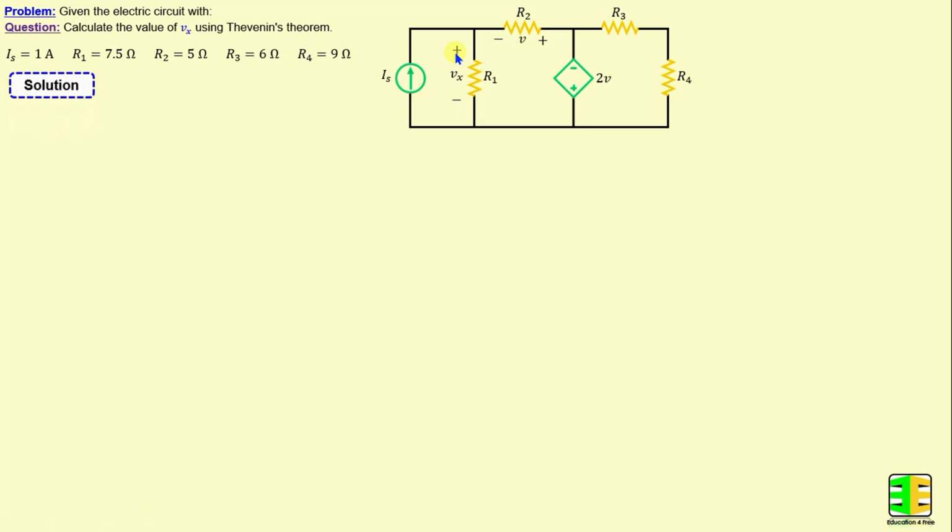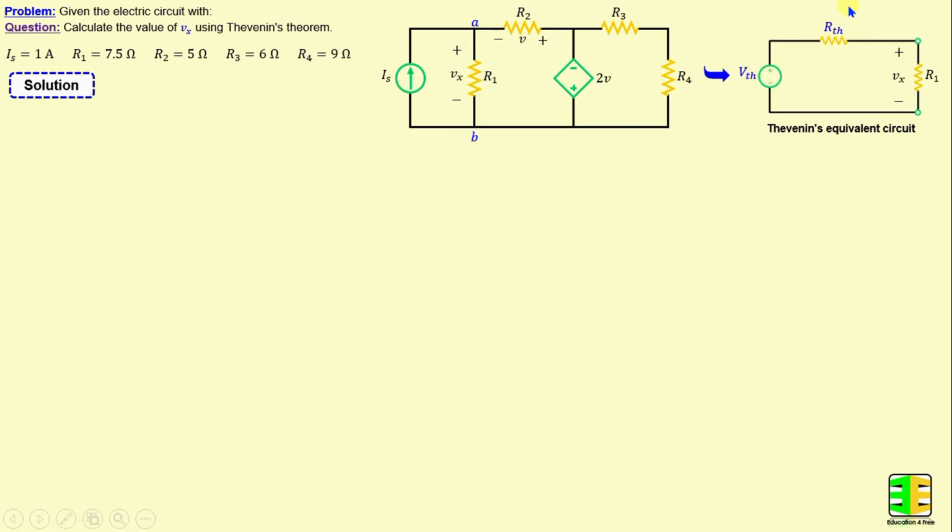By applying Thevenin's theorem between terminals A and B, we can replace this circuit with a voltage source in series with a resistor, which will be denoted as VTH and RTH. In our example, RTH is connected in series with R1, which plays the role of the load. I will start first with the determination of the Thevenin's resistance.